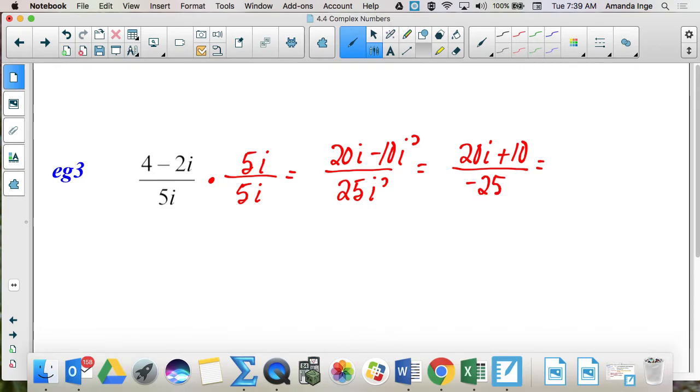Well, I'm okay with you leaving it as a negative 25 in the denominator, but I think your textbook would give you an answer where they would divide a negative 5 into each one of these to get a positive 5 here, negative 4i there, and negative 2 here.